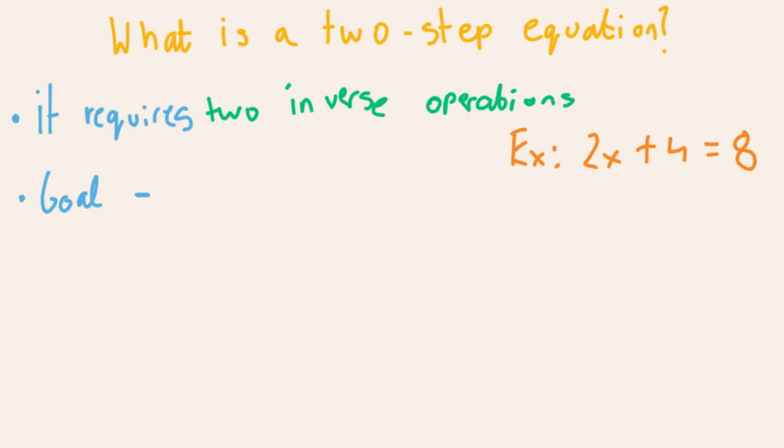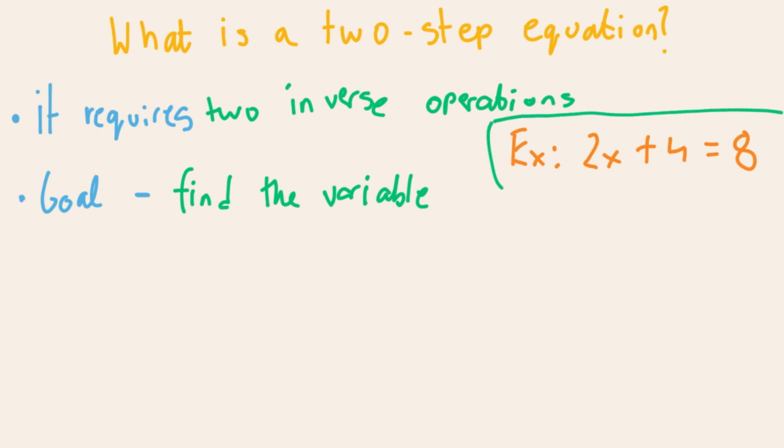What we learned is that inverse operations are the opposite of what is going on. So if it's addition, then it will be subtraction. And if it's multiplication, then it will be division, and vice versa. The goal of the equation is to find the variable, or we have to isolate the variable. So I'm going to do a quick example for you on how to do this one right here.